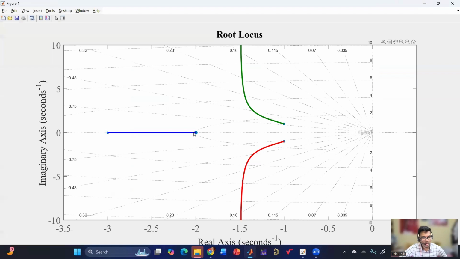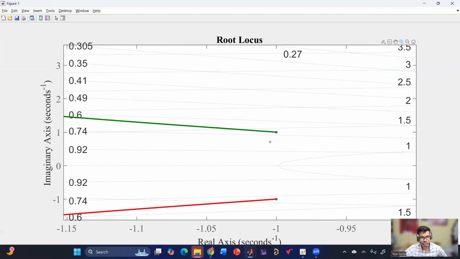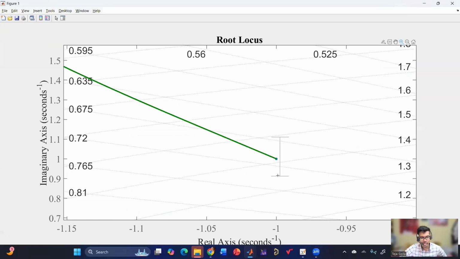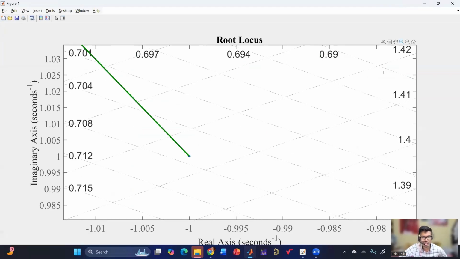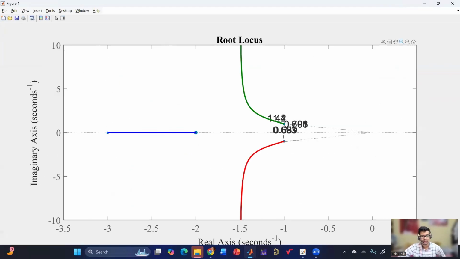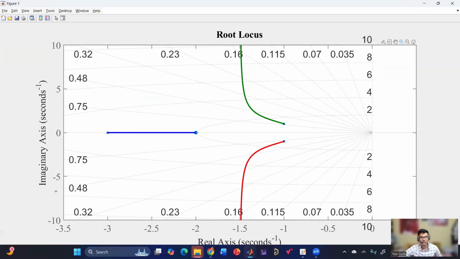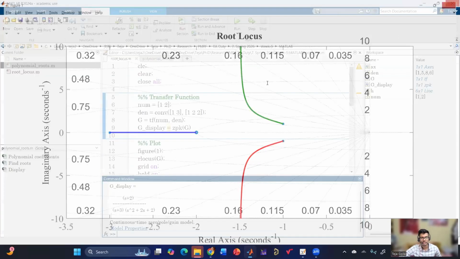So this is going in this direction and these two are going at this angle. We know that now the angle is around 108 degrees. If you see, it will also be close to 108 degrees. So this is just 90 plus some angle. So at this angle, it is leaving. Is this clear how we have drawn the root locus for this case?